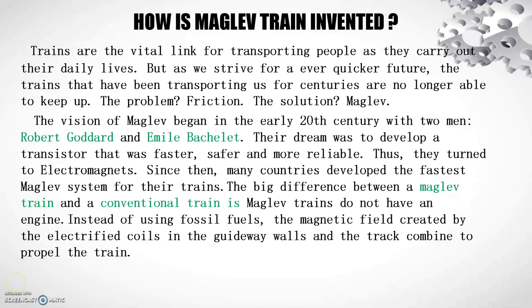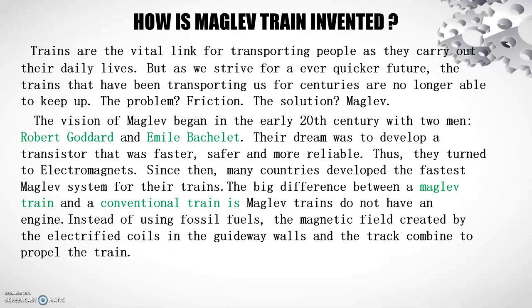First of all, let's talk about how the maglev train was invented. Trains are the vital link for transporting people as they carry out their daily lives. But as we strive for an ever quicker future, the trains that have been transporting us for centuries are no longer able to keep up. The problem? Friction. And a solution? Maglev. The vision of maglev began in the early 20th century with two men, Robert Goddard and Emile Bachelet. Their dream was to develop a transport that was faster, safer, and more reliable. Thus, they turned to electromagnets. Since then, many countries have developed faster maglev systems.